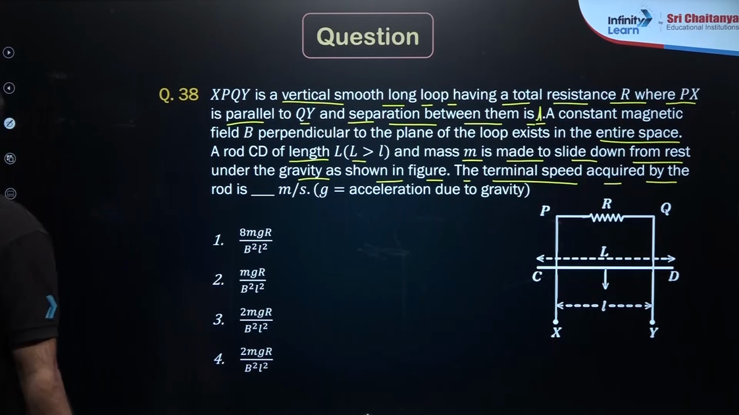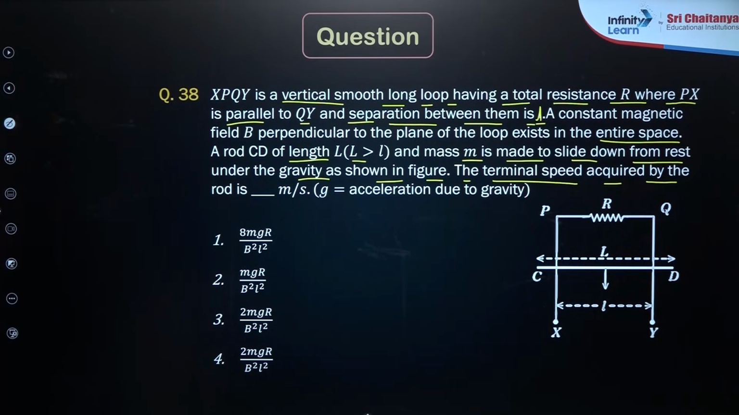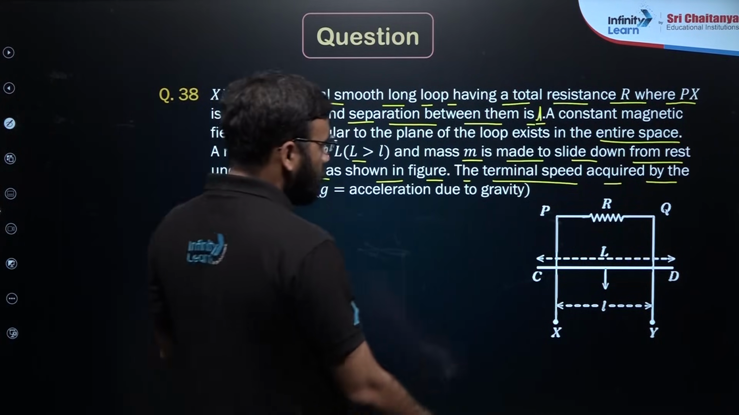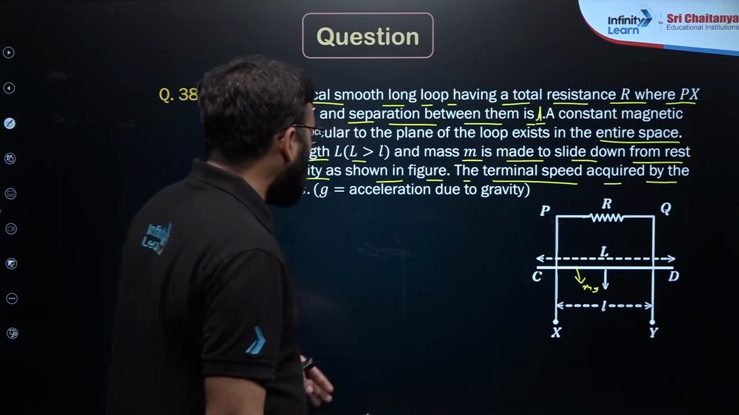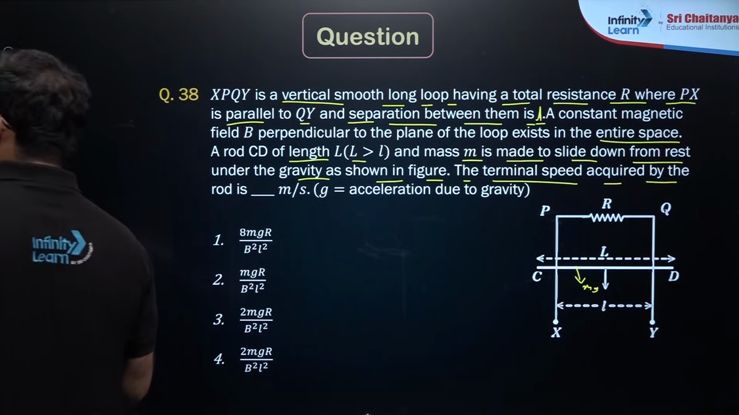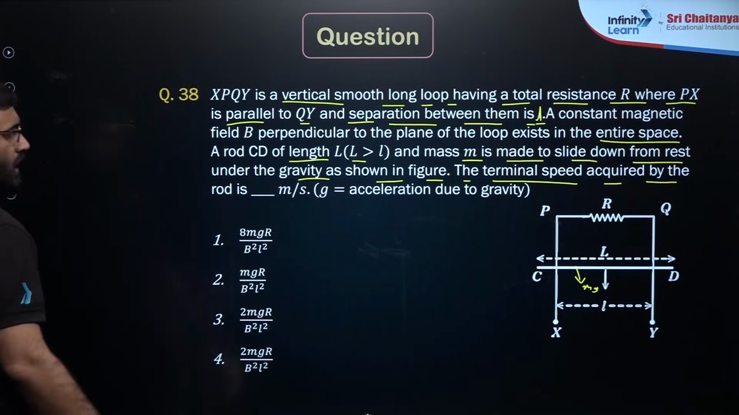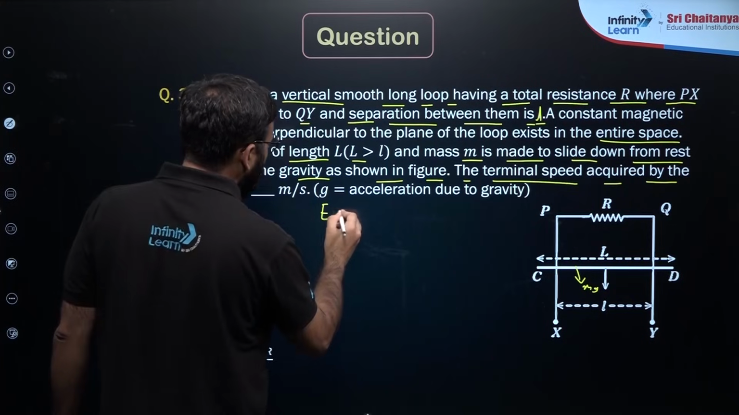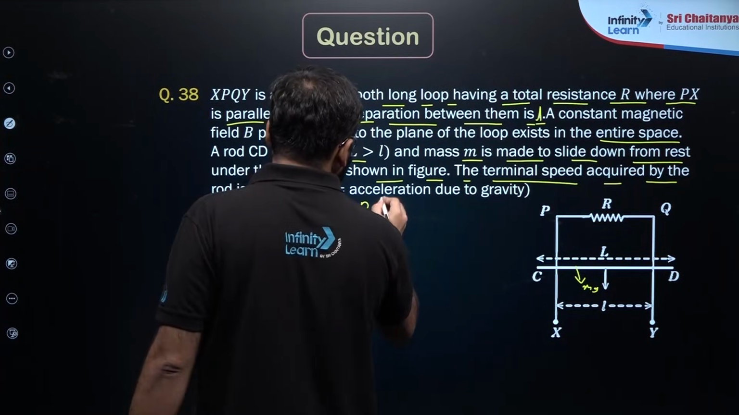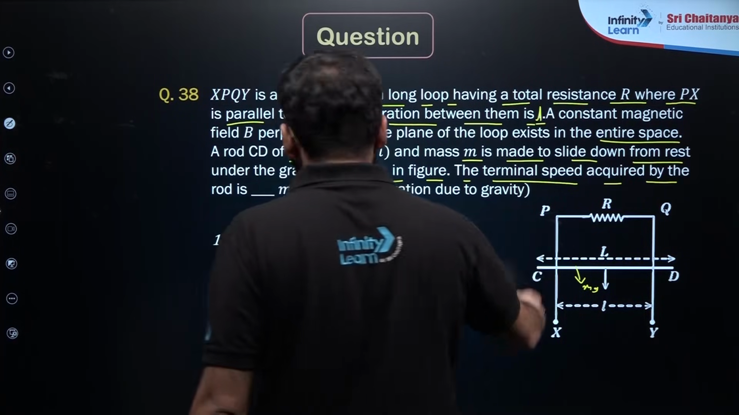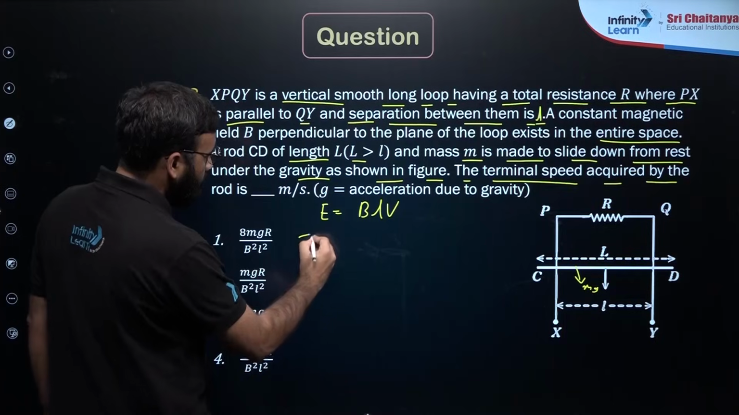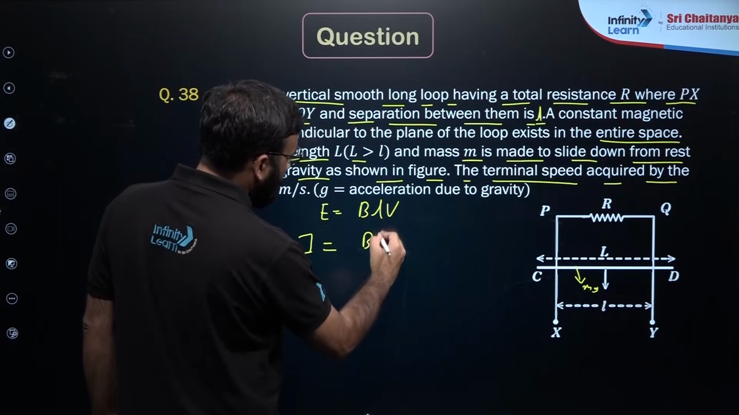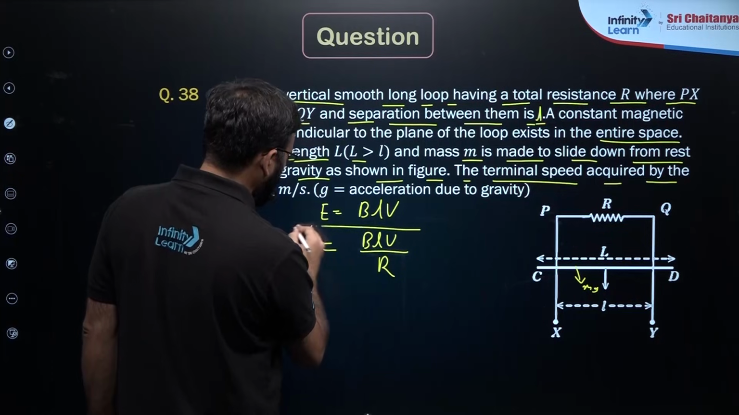Okay beta, so nothing is there, just put the values. The mg force is working in the downward direction. When it is moving down, the EMF is also produced here, so E equals BLV. So how much current flows in this circuit? Current I equals V upon R, so I equals BLV upon R, where R is the resistance.